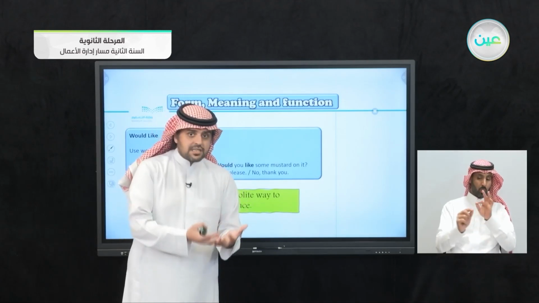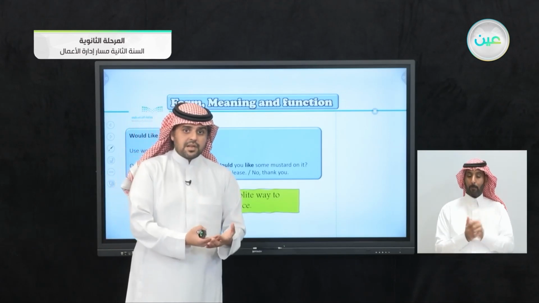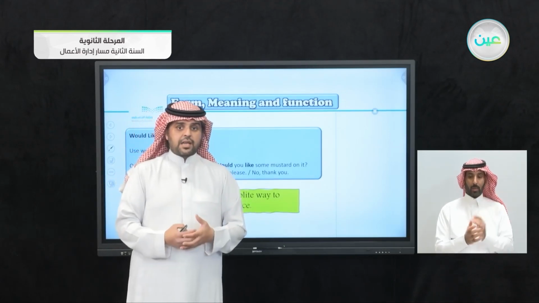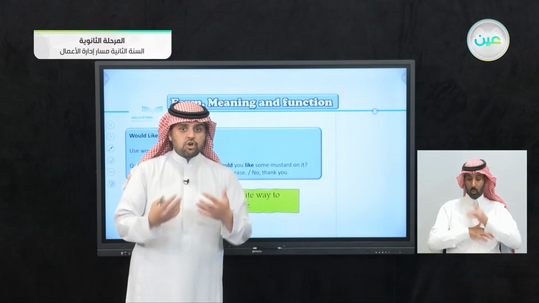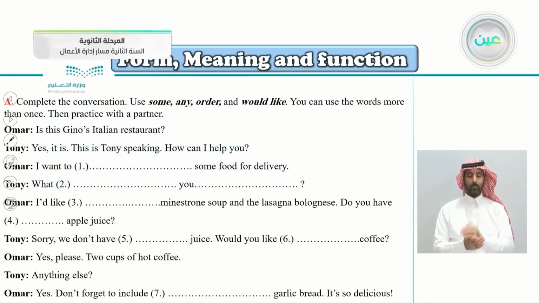I would like some ketchup. I would like some chocolate. I would like some milk, and so on. So would like is a polite way to show your preference. Let's answer exercise A here. Complete the conversation. Use some, any, order, and would like. You can use the words more than once, then practice with a partner.